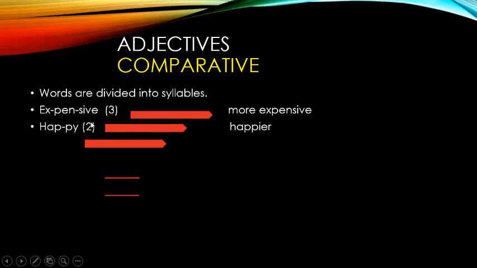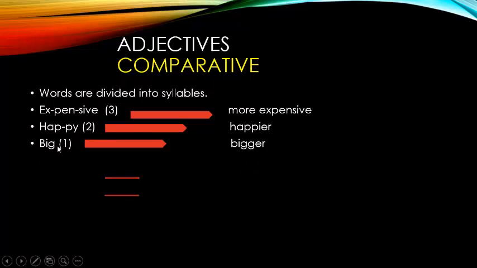Now if you have two syllables, for example like happy, the easiest form is when you are lucky and you find the two syllable word has a Y at the end. So if you have a Y at the end with two syllables, you change the Y into I and then you add ER. So happy, happier. Easy, easier. Pretty, prettier.